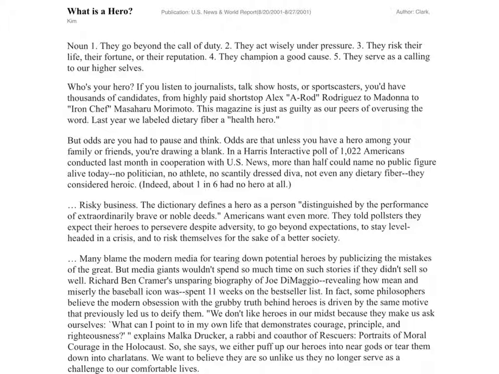So I'm going to keep thinking about that as I'm reading. They serve as a calling to our higher selves. Again, what does that mean? Serve as a calling to our higher selves. I forgot to go and write our purpose down. Our purpose, what is a hero?